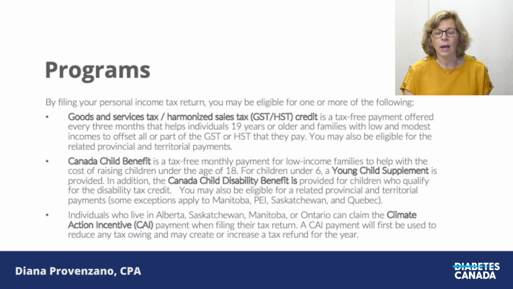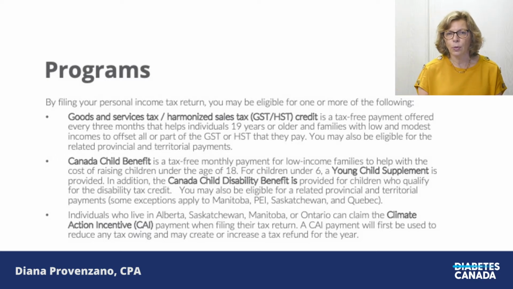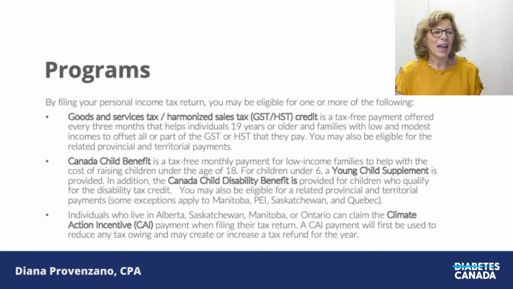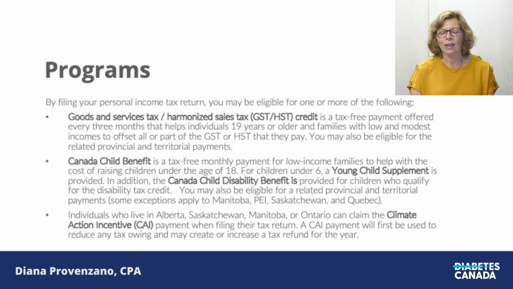The first being the Goods and Service Tax Program, the second, the Climate Action Incentive Program, and the third one, the Canada Child Benefit Program. The Canada Child Benefit Program, of course, if you have children, will reflect payments to you. Otherwise, no payment comes to you.